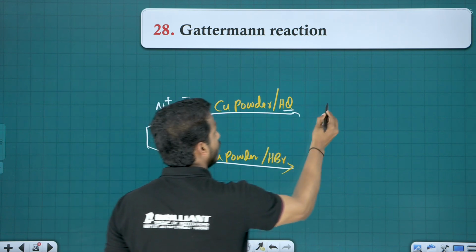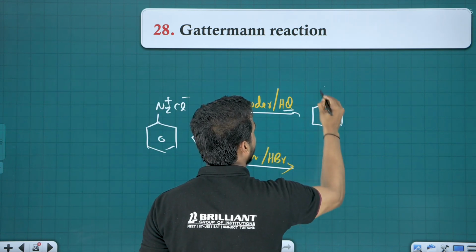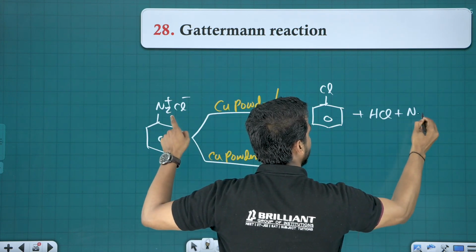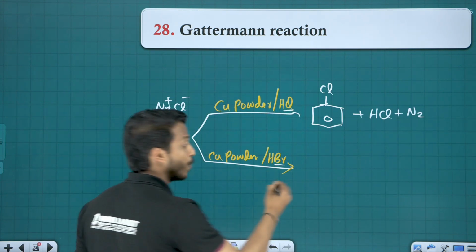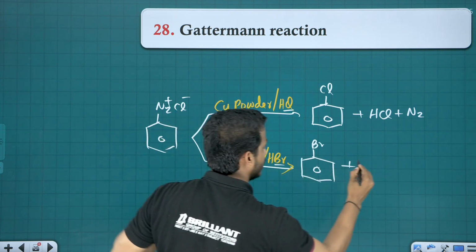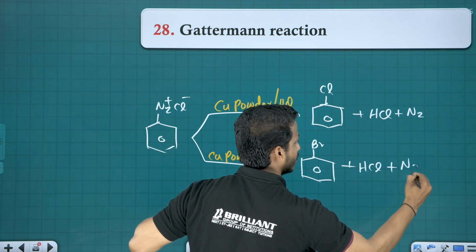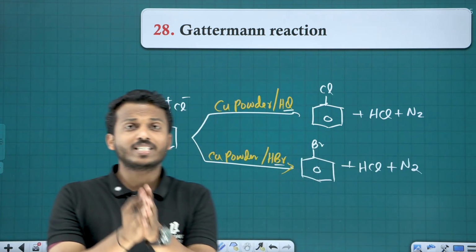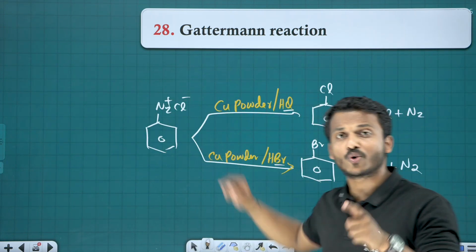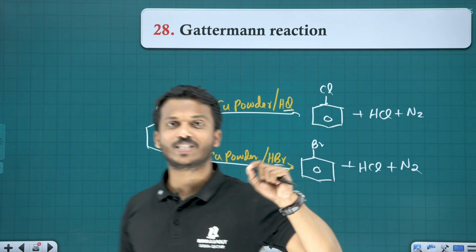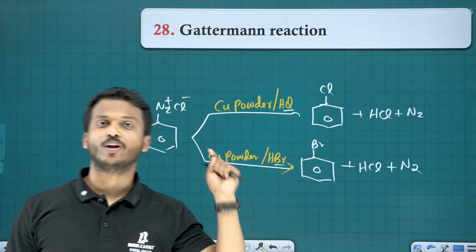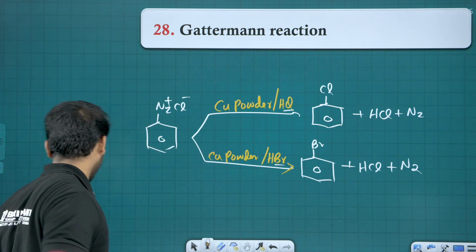So here, who will come? The chlorine comes to benzene, and this H and Cl will form HCl, and nitrogen gas comes out. Here, what is the halogen? We have bromine. So bromine comes to the benzene ring, and this H combines with the Cl as HCl, along with nitrogen gas. So what is the difference between Sandmeyer and Gattermann? In Sandmeyer, we are using benzene diazonium chloride with CuCl or CuBr. Here we are using copper powder with HCl or copper powder with HBr, but the products are similar.